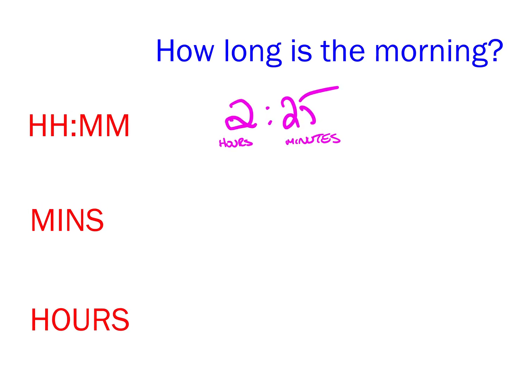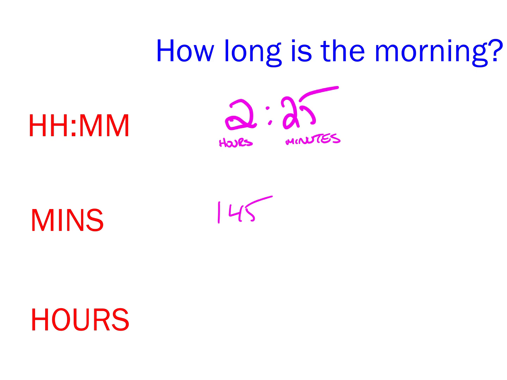How many minutes is that? Just straight up, how many minutes is 2 hours and 25 minutes? 145. Very good. Now, if you're not sure how we got that, how many minutes are in an hour? 60. So you take 2, you multiply it by 60, what do you get? 120. And then we're going to add 25 to that. So 120 plus 25 is 145. So 145 minutes. Okay?